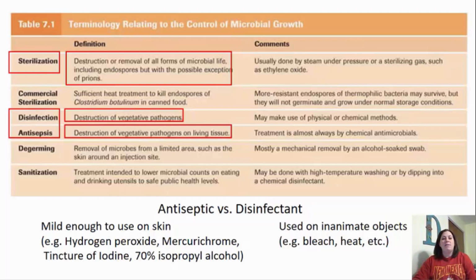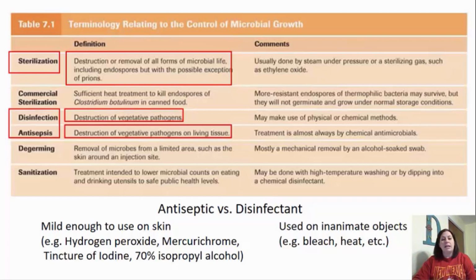If we look at disinfection, this is going to be the destruction of vegetative pathogens. It's not going to take care of endospores, but it will take care of the vegetative pathogens. We also have antisepsis. This is destruction of vegetative pathogens, but this is going to be used on living tissue. So there is a difference between a disinfectant versus an antiseptic.